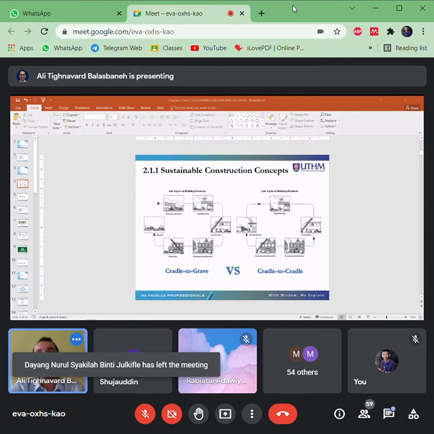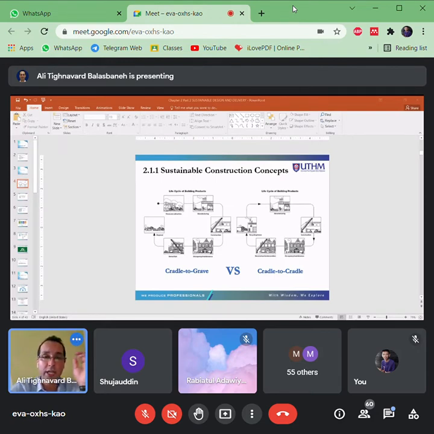That's why if we study the same case study with the same scope, and we want to assess the environmental issue of the building, we might get a different result and all may be correct. Your result might be correct, my result may also be correct, but it depends on what system boundary we choose. We have to justify why you choose cradle to cradle, why you choose cradle to grave.